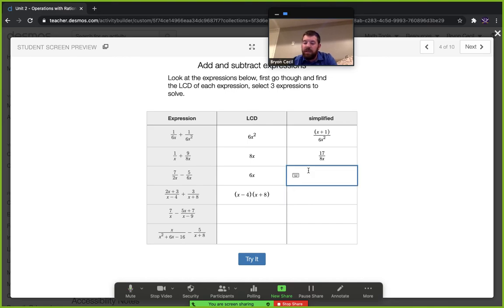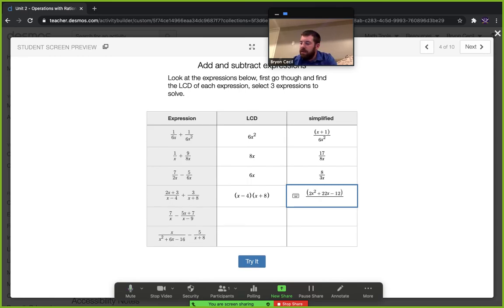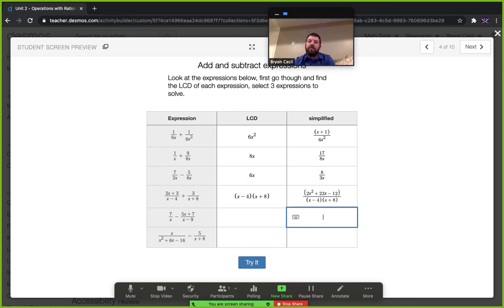And so we said that this one was 8 over 3x, and this one was a 2x squared plus 22x minus 12, and all of that is over an x minus 4, x plus 8.